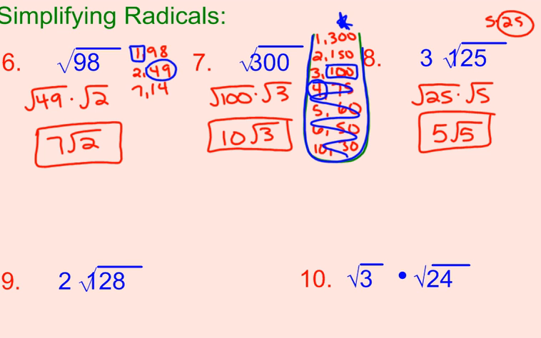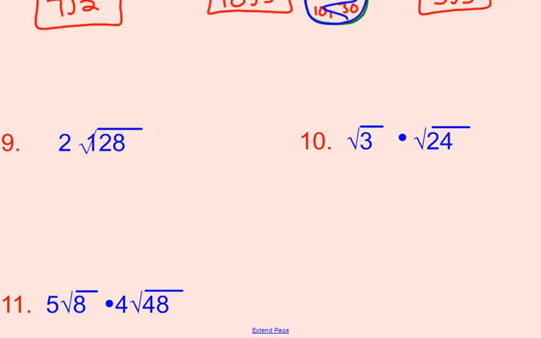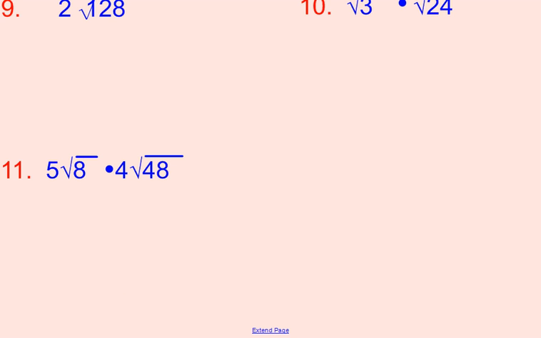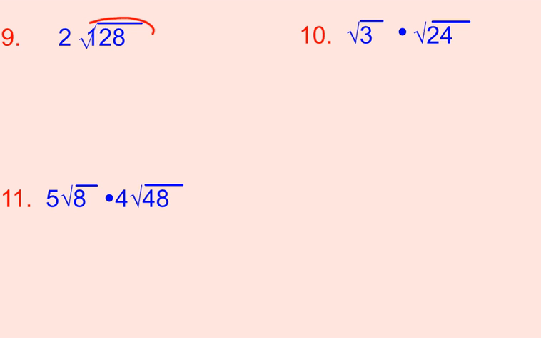In number 9, the only difference with these is that I have an actual number on the outside. So I'm still going to break down the square root of 128 the way I always have. I'm just going to take the answer times 2. So 128, my factors are 1 and 128, 2 and 64. Oh, 64. That's a perfect square, right?